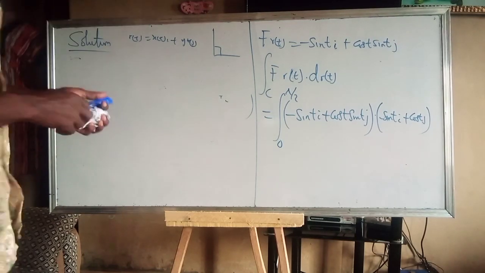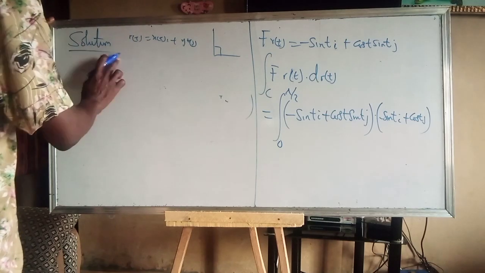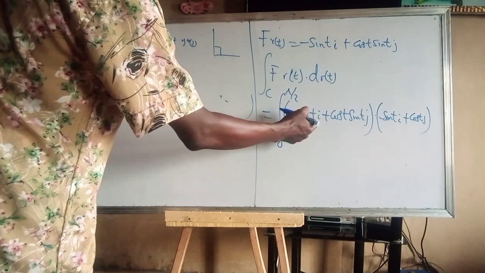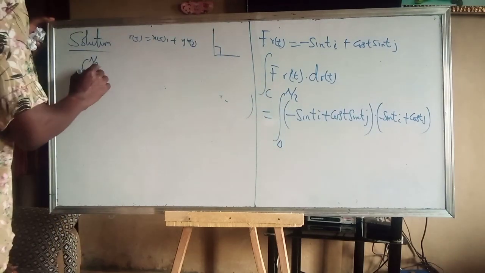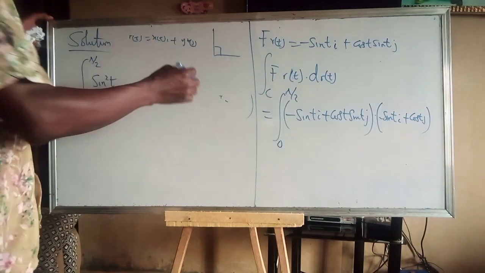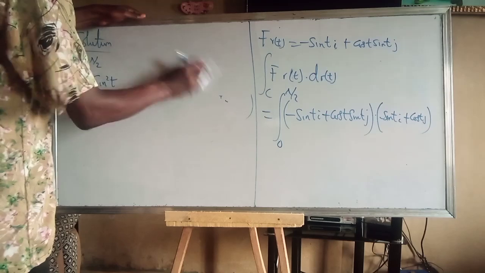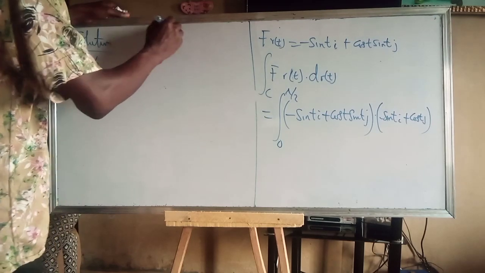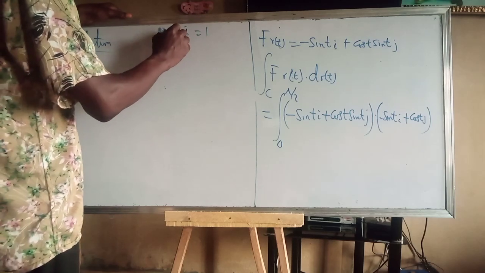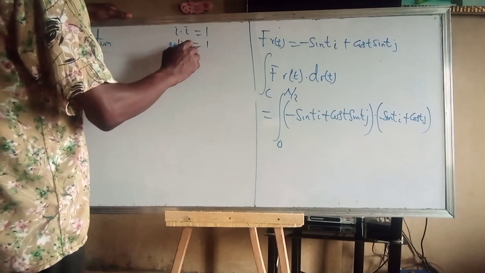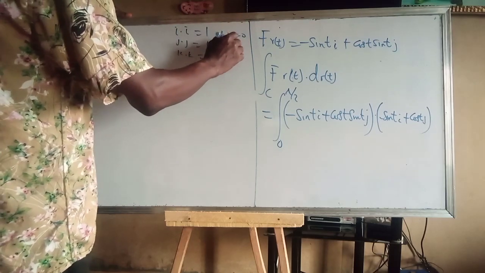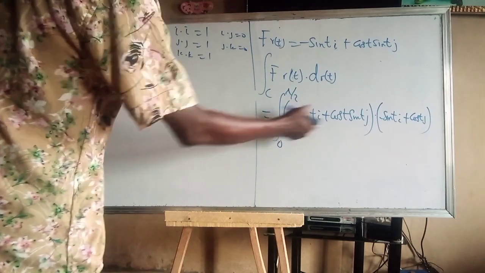So when we multiply out, we're going to have the integral from 0 to pi over 2 of minus sin t i times minus sin t i, that is sin squared t, because i dot i is 1. Remember from the dot product of coordinates, i dot i is 1, j dot j is 1, and k dot k is 1. Otherwise it will be 0. If I say i dot j, that will be 0. j dot k will be 0. So you are multiplying coordinate-wise.